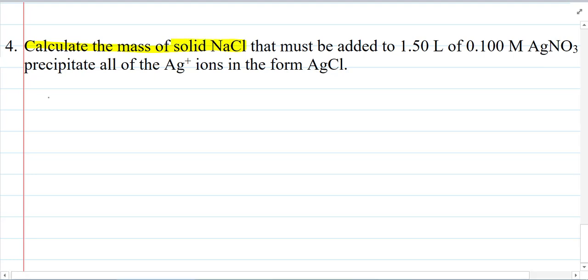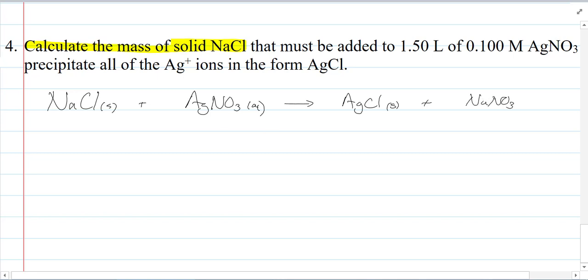So we know we have NaCl solid added to silver nitrate, AgNO3, and that's a molarity, so it's going to be aqueous. We're going to precipitate it in the form of AgCl, so that's a solid, and what's left over? Na and NO3. Let's talk about our concentration here. I have 1.50 liters and 0.100 molar, so now we're back to 3 sig figs, thankfully. So sodium nitrate is aqueous, which is good to know, but it doesn't necessarily matter for this case.